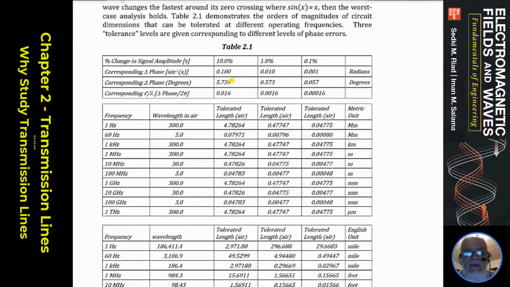And if I were to relate that to the 360 degrees, that means I divide delta phase by 2 pi. That means L over lambda that I can tolerate in this case is like 1.6%. Here it's 0.16%. Here it's 0.016%. So you can see now, depending on how much I'm willing to tolerate, this is the size of the circuit that I can accept and neglect in my analysis without going into the transmission line theory approach.